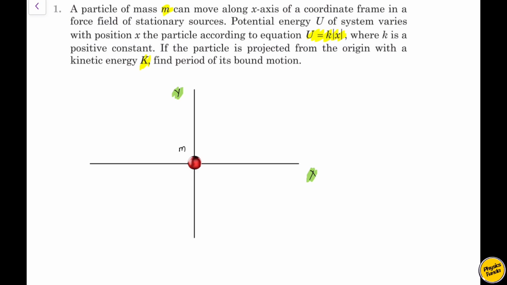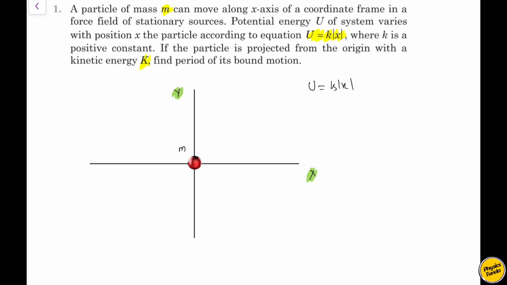A particle of mass m can move along the x-axis of a coordinate frame in a force field of stationary sources. The potential energy U of the system varies with the position x of the particle according to the equation U equals k times mod x, where k is a positive constant, and the particle is projected from the origin with a kinetic energy k. Find the period of its bound motion.